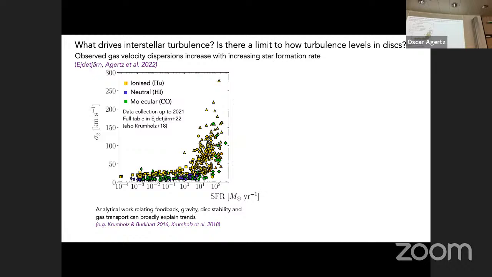So that's the data, and it's actually a mix of different gas tracers here, okay? And there's been a lot of analytical work trying to understand this relation. This work has focused on basically getting lines to fit this data. So you can do this by assuming some stability criterion and seeing how much turbulence you need to drive in order to stabilize the disk, how much feedback is pushing the gas around, and try to get these lines to go through the data points, like a good theorist should do, right?